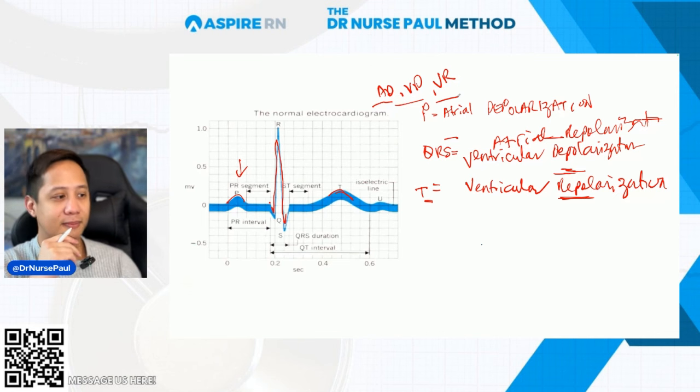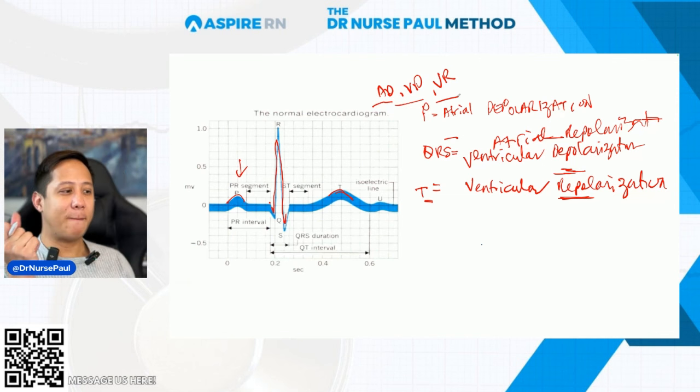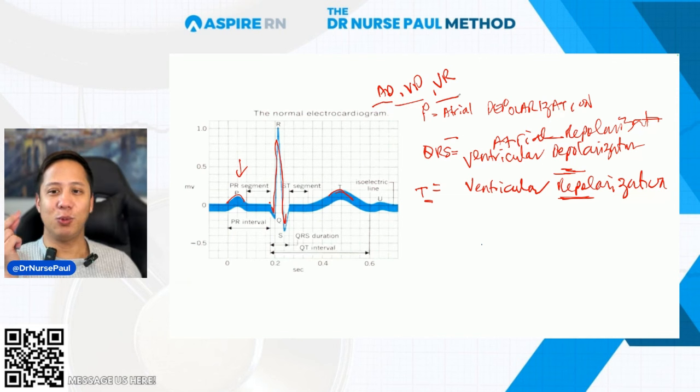QRS. I'm only going to give you guys 5 seconds. QRS. 1, 2, 3, 4, 5. T wave. 1, 2, 3, 4, 5. P wave. 1, 2, 3, 4, 5. P as in papa.